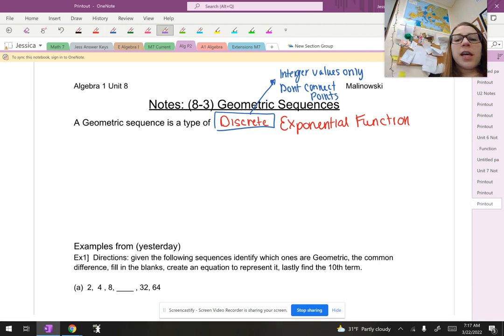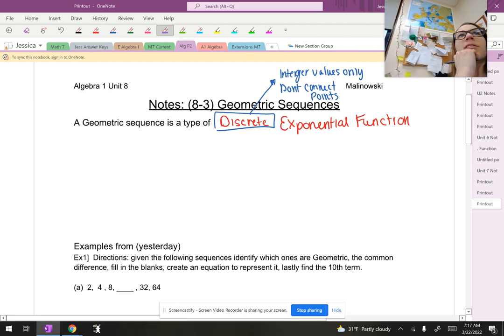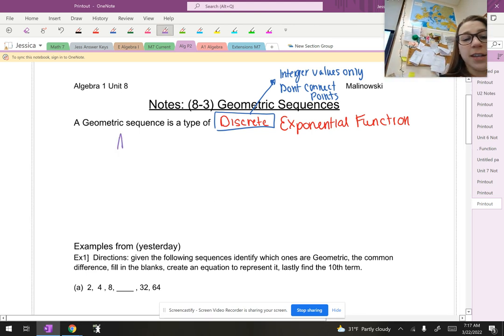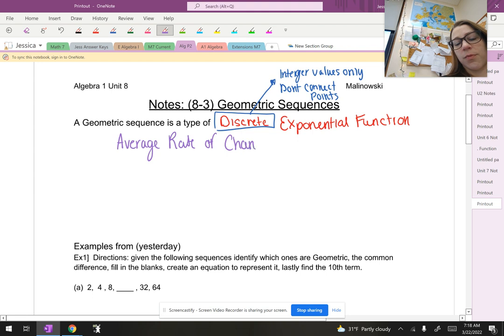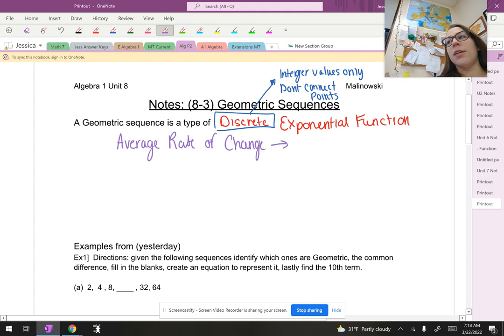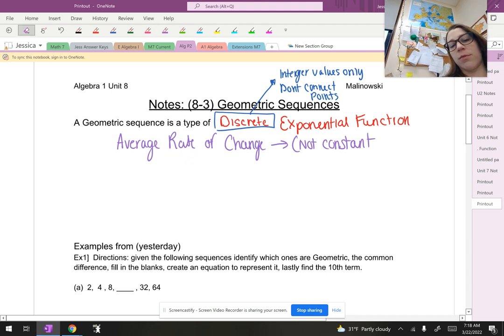Okay, so since it is exponential and not linear, that means that it does not have a constant rate of change. It has an average rate of change, meaning it's not the same, not constant. You're not adding or subtracting by the same amount. Average rate of change refers to addition or subtraction. I don't want to write that down though, because I don't want you to confuse that. Not linear.